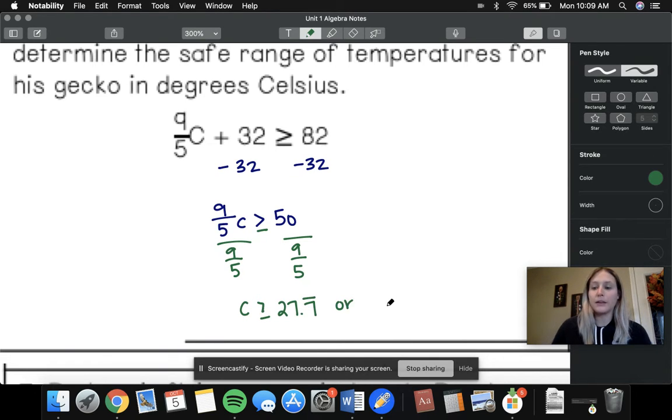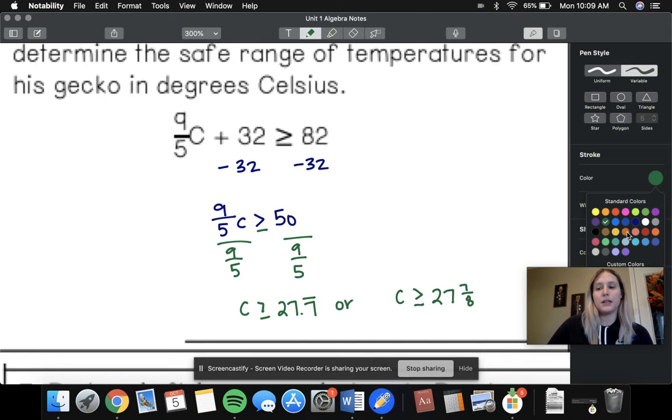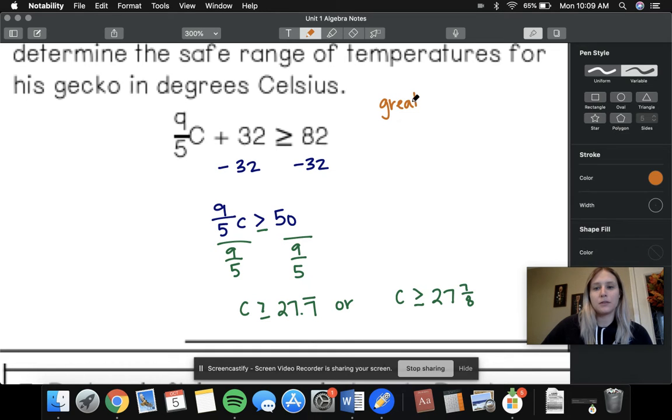Or if you guys like fractions, this would be greater than or equal to 27 7/8. Okay. So it says, what would be a safe range for his leopard gecko? Anything greater than or equal to 27.7 degrees Celsius.